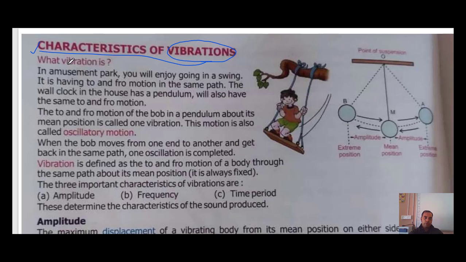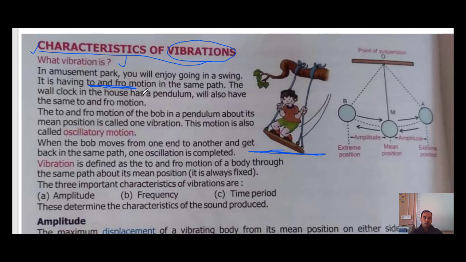So what is vibration? Now you can see this example. In an amusement park, you will enjoy going on a swing. This is a boy who is using this swing in a park. It is having to and fro motion in the same path. What is the meaning of this? To and fro motion is the motion that is moving forward, moving backward, moving forward, moving backward. This kind of motion is known as to and fro motion. So this boy, while sitting here, is moving forward, coming backward, forward, backward. This kind of motion he is repeating.